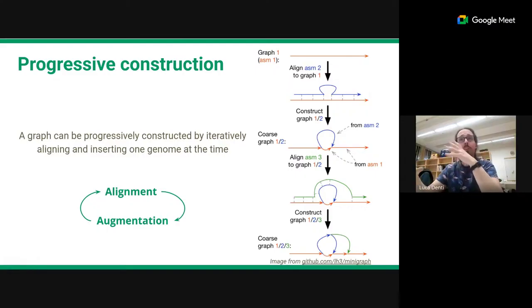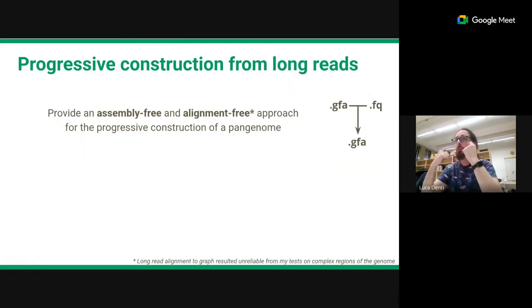So based on this idea, my proposal is that maybe we can construct a pangenome in a progressive way, but starting from long reads. My goal with this project is to provide an assembly-free and also alignment-free approach for the progressive construction of a pangenome.